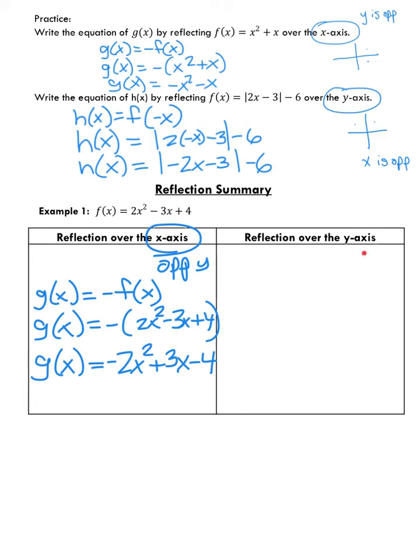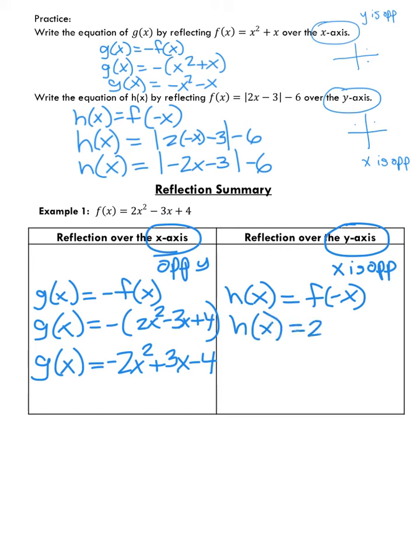And if we look at that over the y-axis, we know x is opposite. So I'll call this one h of x. So we're going to have h of x equals f of the opposite of x. So wherever you see an x in your original function, you're going to replace that with negative x. So we've got 2 times negative x squared minus 3 times a negative x plus 4.